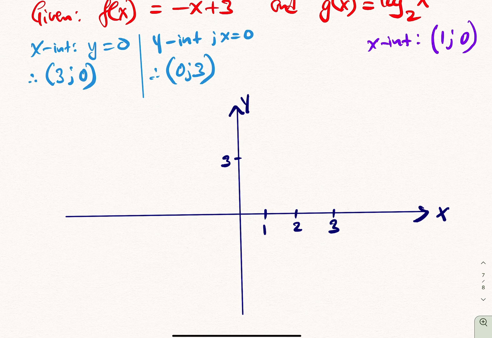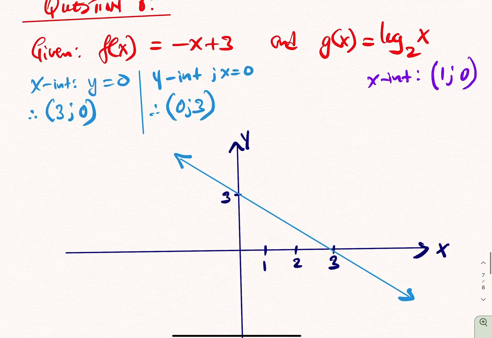I'm going to start with a straight line. It's just going to behave like this. It's a straight line at those points. So you can show the arrows that it's a continuing function. It's continuous everywhere.